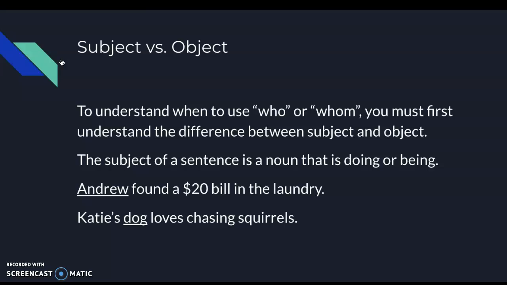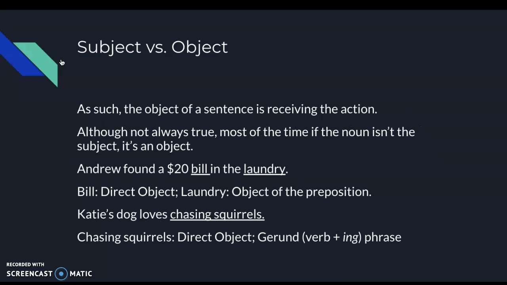Next up, Katie's dog loves chasing squirrels. Dog is the subject of the sentence. The dog is the one doing the action. What is the action that is being done? Well, loving. You could think, well, chasing squirrels seems like a verb. It's actually not. Chasing squirrels is an activity. It is a noun. It's a gerund noun, but the dog is the subject of the sentence because the dog is doing the action. The action is loving.